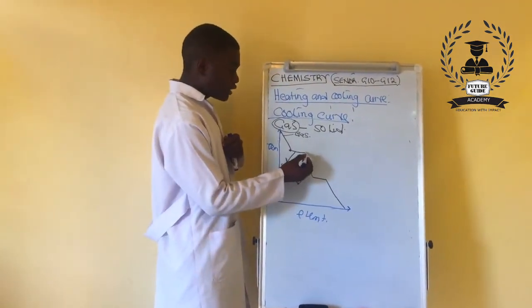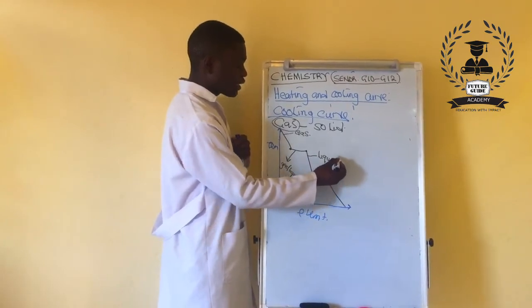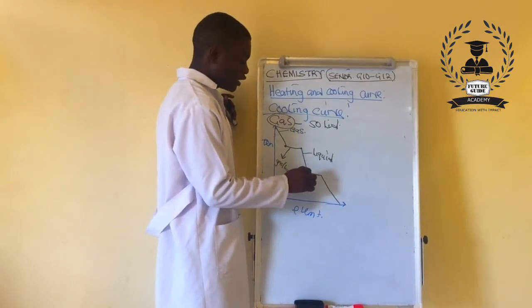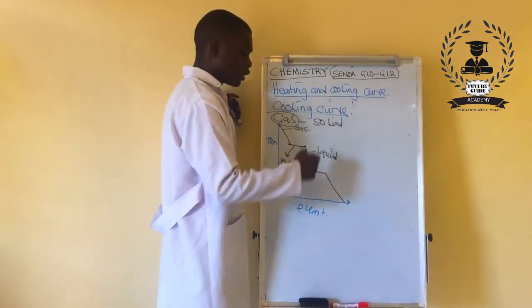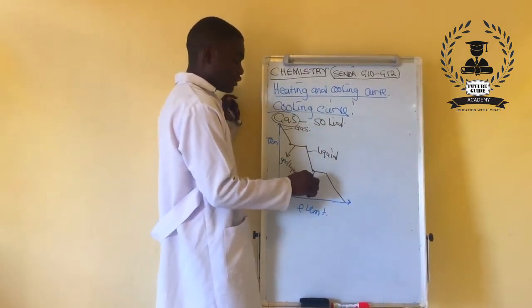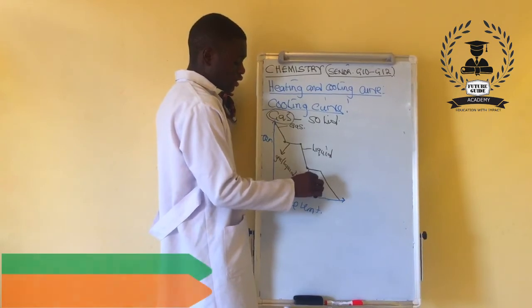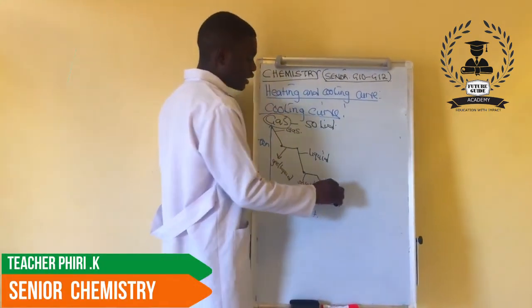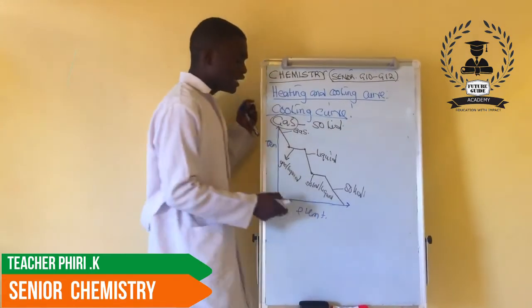And then when it reaches this point, this part becomes exactly a liquid. And then when it reaches this point now, a liquid is changing into a solid. It's freezing. So here we are going to have solid and liquid, until the last part, where we've got what we call a solid. So that is the process.